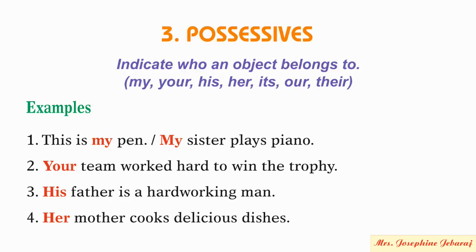Possessives are words that indicate who an object belongs to. They are my, your, his, her, its, our, their. Let's see some sentences with them. This is my pen. My sister plays piano. Here, we show the ownership of the pen as my. Whose pen? My pen. Your team worked hard to win the trophy.